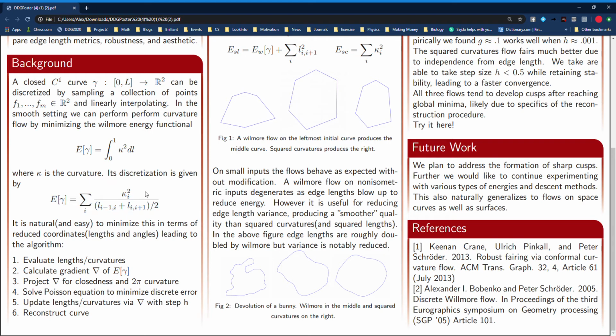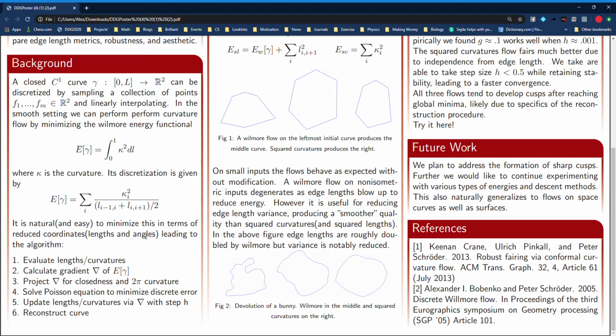is this expression here. And once we have this, it kind of makes sense to run the flow in terms of these reduced coordinates, or really in terms of the lengths and curvatures of a planar curve, which completely describe it. And instead of maybe the positions, or instead of thinking about it like some kind of point cloud.